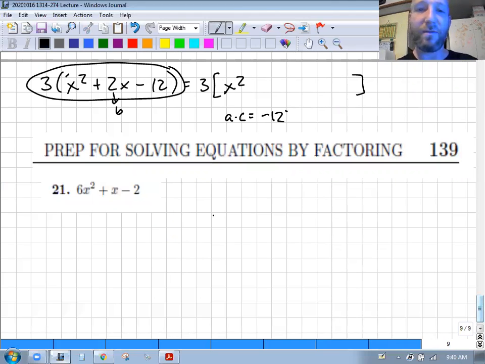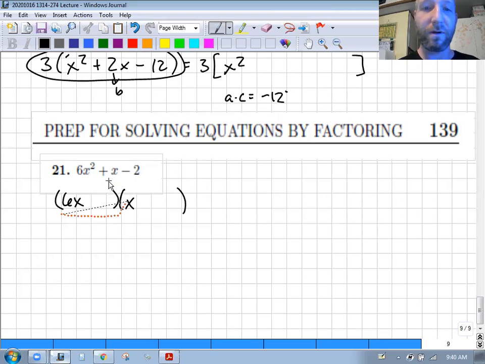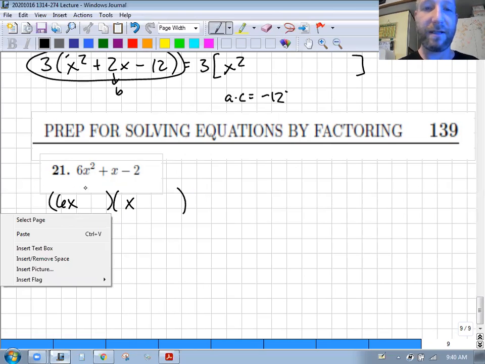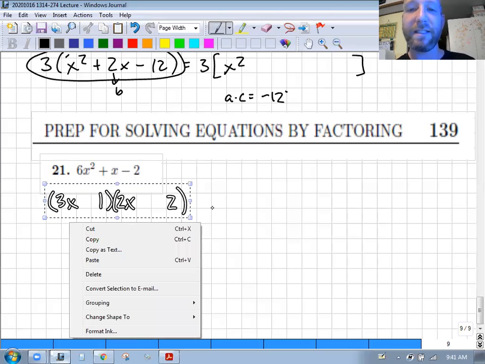So this one, we have this number up front, right? Makes things more complicated. If we're just going to try to eyeball it, we can't just have an x and an x, right? We'd have to have like a 6x and an x, or we'd have to have like a 3x and a 2x, right? It's got to be one way or the other. And then for this -2 over here, we're going to have a 2 and a 1, right? And then we have to put in either a plus or a minus and keep checking our work.